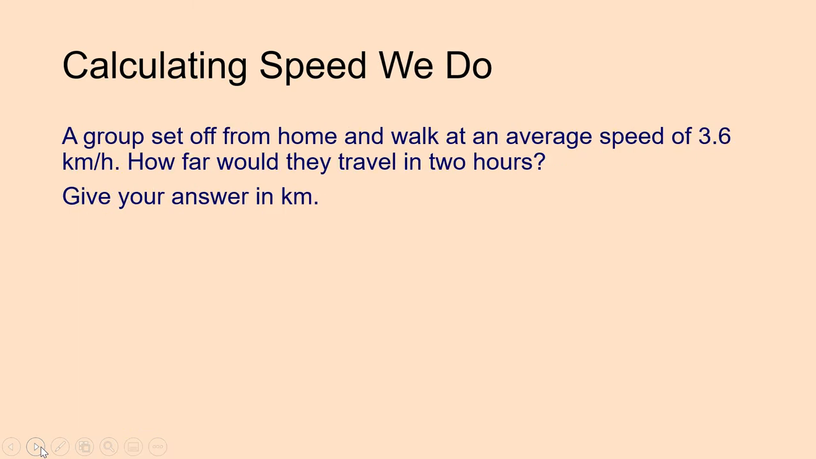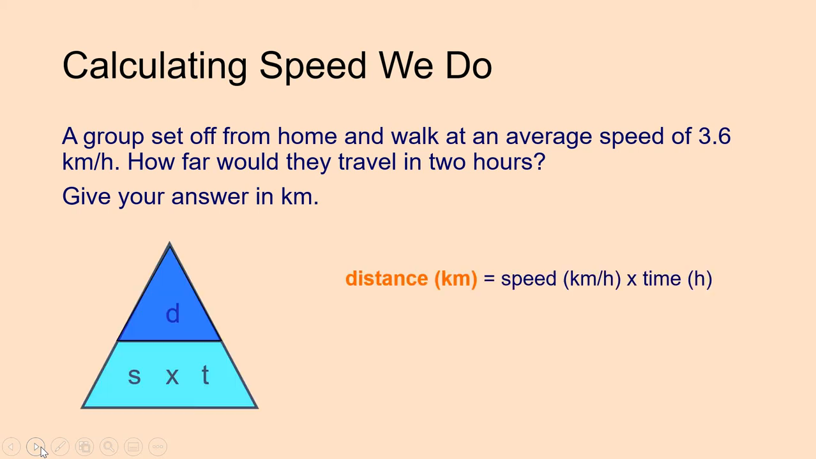Okay, we're going to go through this one together, so pause the video as and when you need to. A group set off from home and walk at an average speed of 3.6 kilometres per hour. How far would they travel in 2 hours? Give your answer in kilometres. So, we take our triangle and we cover up what we're looking for, which is distance. So we get the equation distance in kilometres equals speed in kilometres per hour times time in hours. Our speed is 3.6 kilometres per hour and our time is 2 hours.